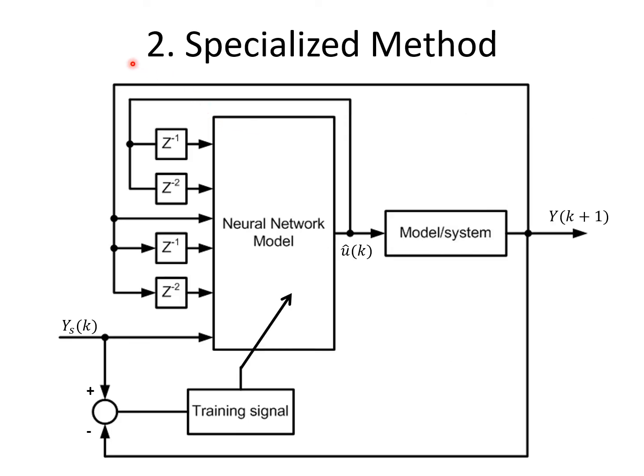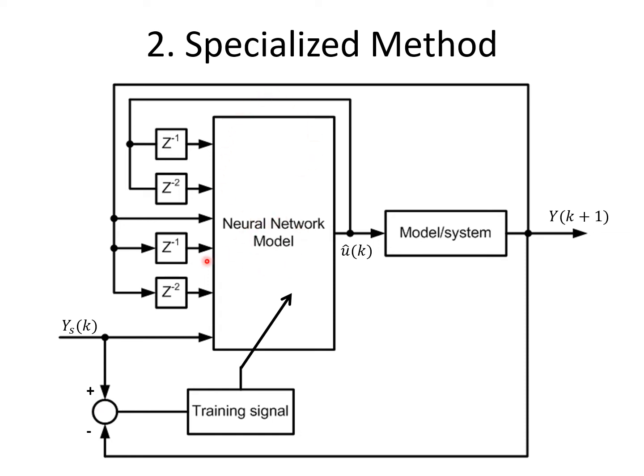And the specialized method, which is closed loop. See, it's on a closed loop system. Same thing here. The inputs are also the past U's, the past Y's, and also we have the YK coming in as the input, and the output of this neural network is the U. It goes to the model of the system to give the YK plus 1, and we compare it with whatever YK we want at that point to train the neural network.